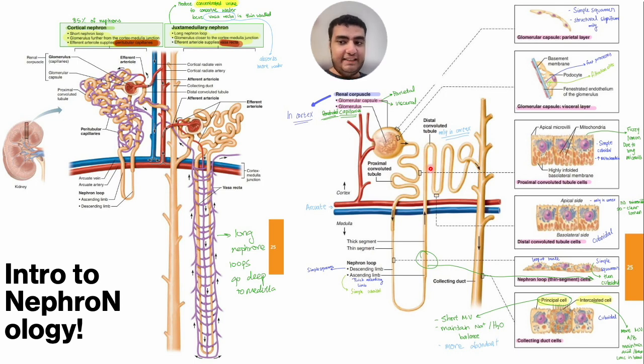Then we have the loop of Henle or the nephron loop, which consists of the descending limb formed of simple squamous cells, and then the thin ascending limb and the thick ascending limb, or sometimes one ascending limb.